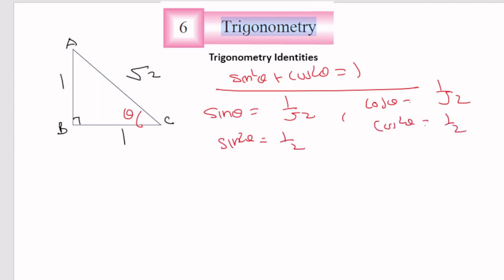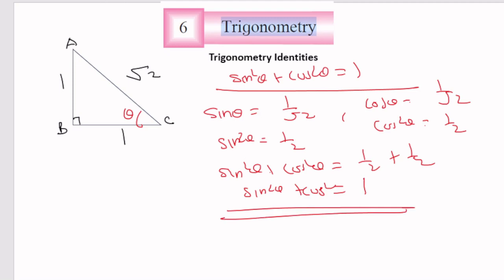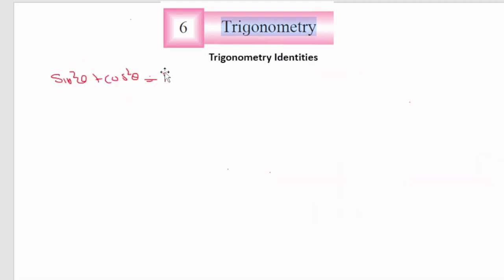If you add sine square theta and cos square theta, that is 1 by 2 plus 1 by 2. So sine square theta plus cos square theta is equal to 1 by 2 plus 1 by 2, which is nothing but 1. Amazing. This is your first identity. Once you get your first identity, the rest is nothing. So this is our first identity.